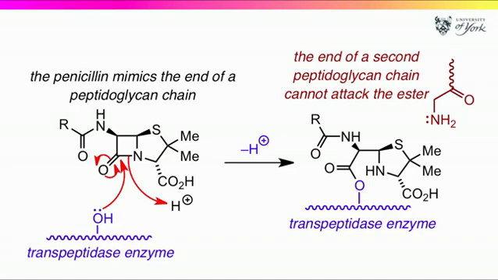With the enzyme unable to form crosslinks, the peptidoglycan wall begins to degrade. No new peptidoglycan chains can be added to the cell wall, and eventually the cell bursts.